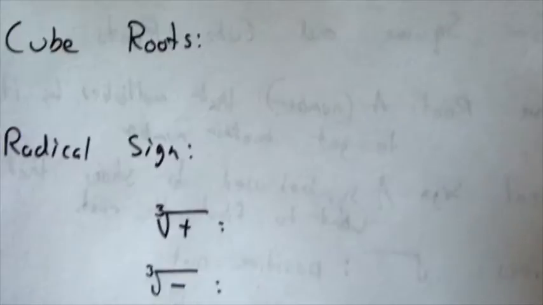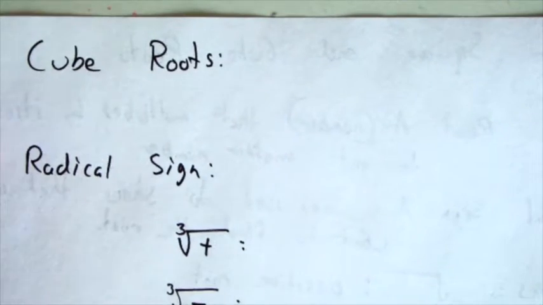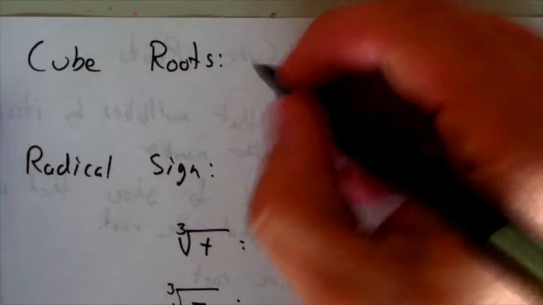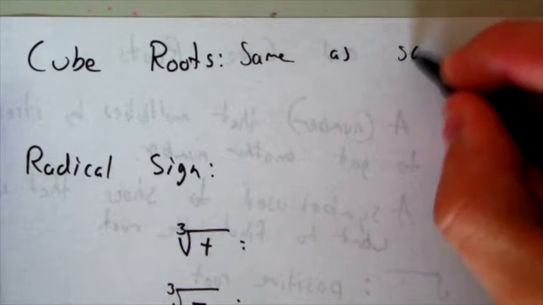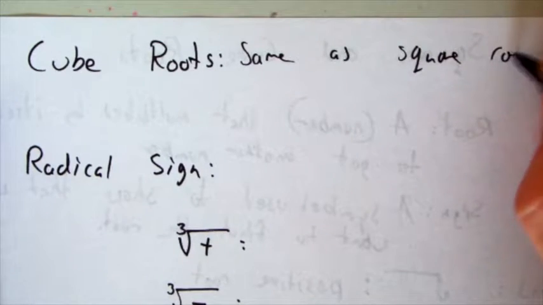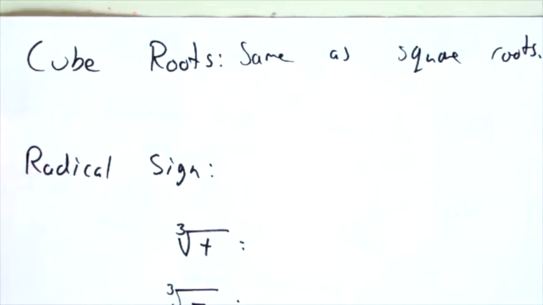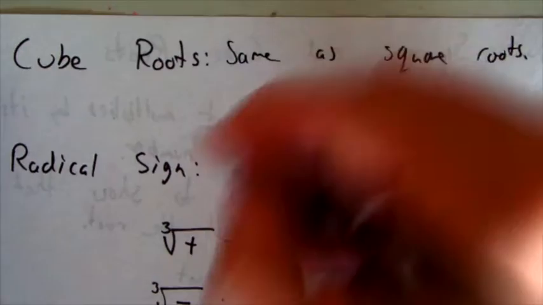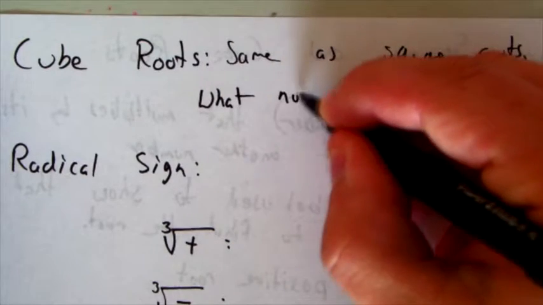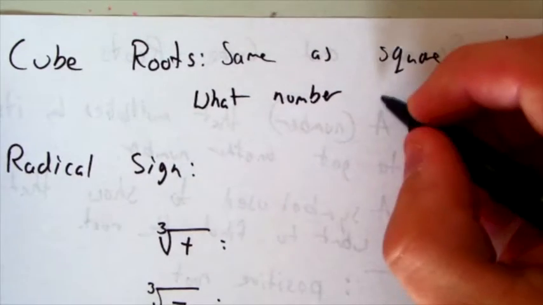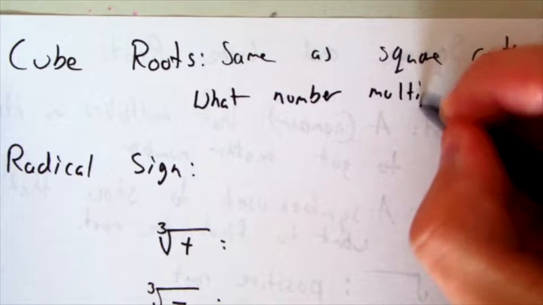All right, on the back side, we're going to be looking at cube roots. This is the second part of this lesson. So cube roots, same as square roots. The only difference is in a cube root, we're looking for what number multiplied 3 times.